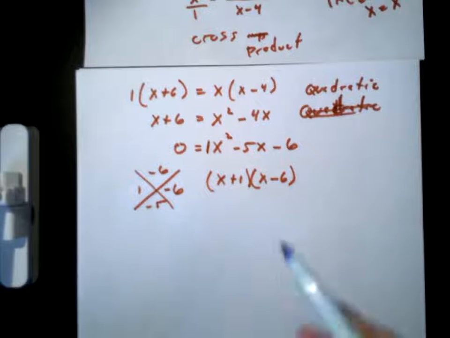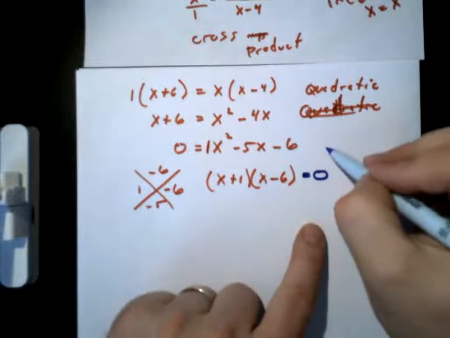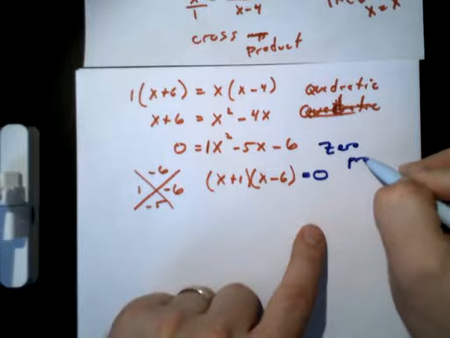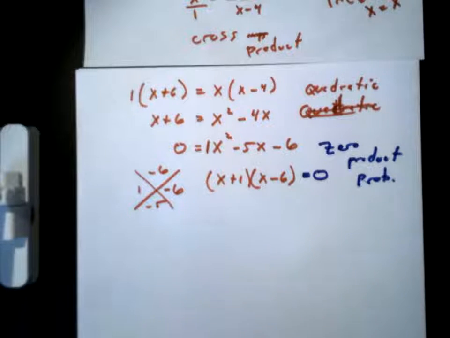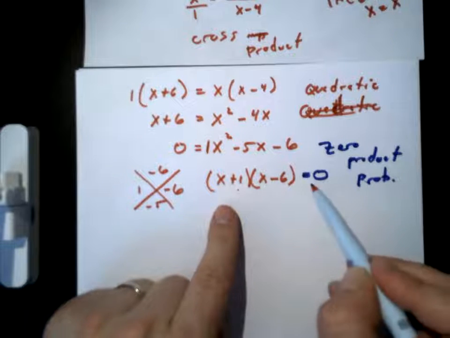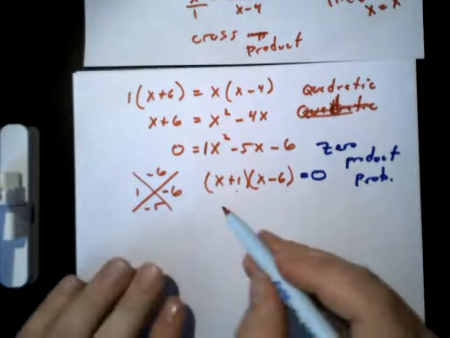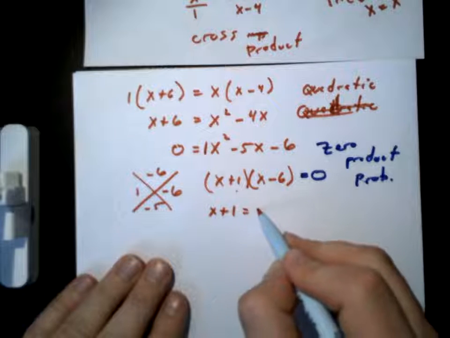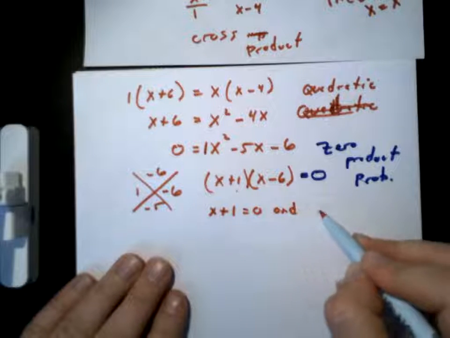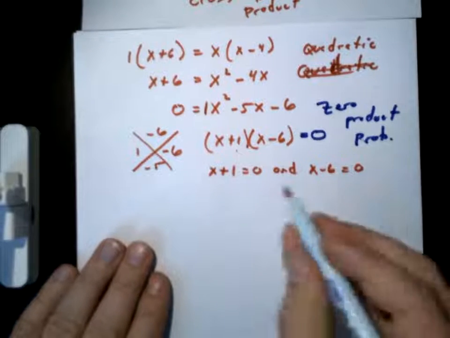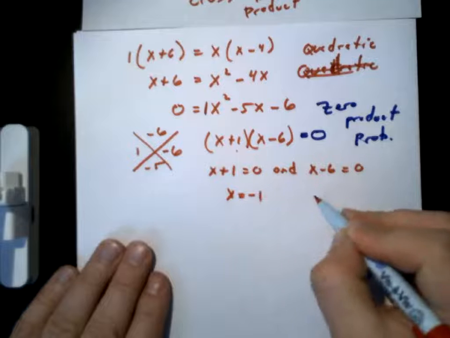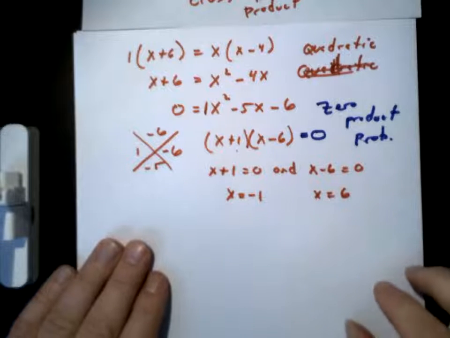Now, according to this, you're going to make this equal to 0. Okay? Because that's called the zero product property. Now remember that this is one factor equal to 0. This is another factor equal to 0. So x plus 1 equals 0 and x minus 6 equals 0. Now you get to finish this up. And I'm hoping that you're thinking about negative 1. And this should be 6.